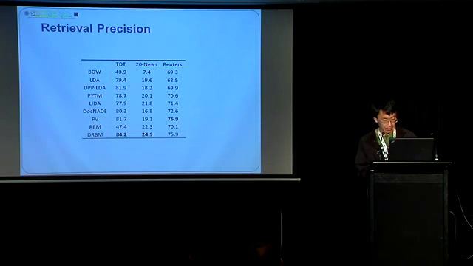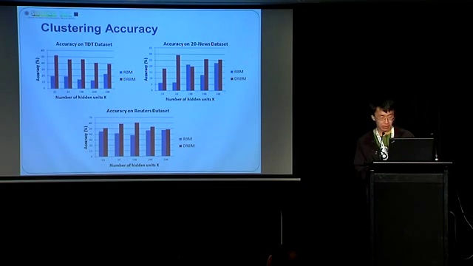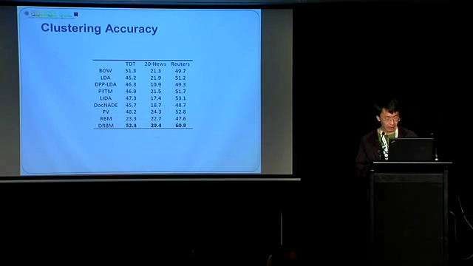We compare with the baseline methods. Our method, DRBM, achieves the best performance on the TDT and 20 News datasets, and the performance is comparable to the paragraph vector on the Reuters dataset. This is the result on the clustering task. We observe similar behavior: with diversification, the performance can be significantly improved. This is the comparison with the other methods. Our method achieves the best performance over the three datasets.